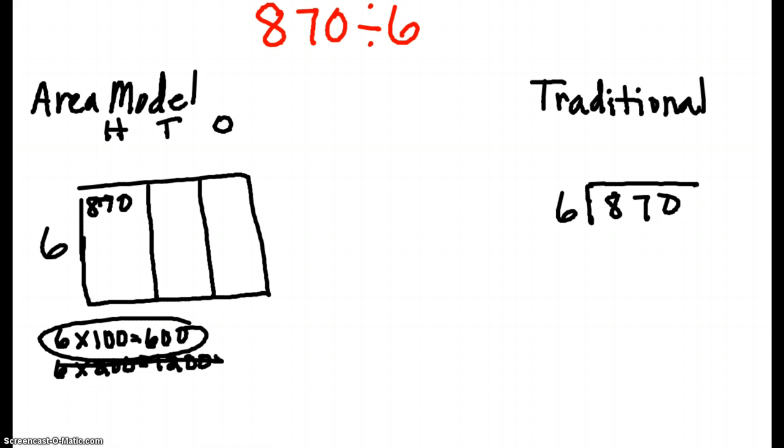I know I have 100 sixes, and that's 600. Well, now I need to figure out how much I have left over, how much I still need to figure out. I still need to figure out how many sixes can fit into 270, because I only figured out how many sixes could fit into 600. And my original problem is right up here. So I have 270. I'm going to scooch over.